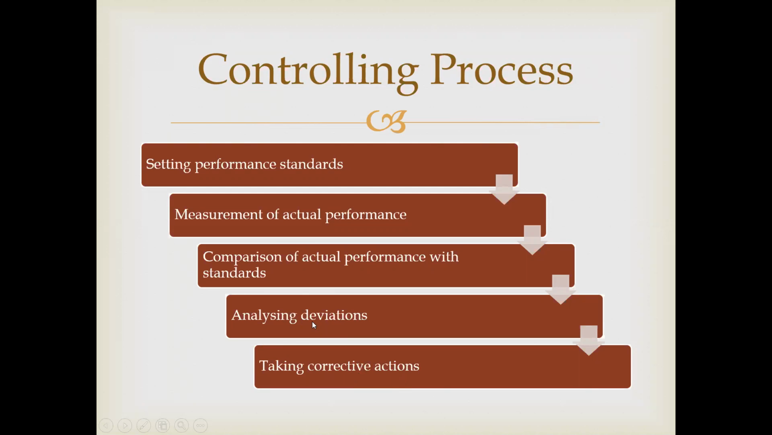If there are too many deviations, then definitely corrective action is required. So we'll take corrective actions and we'll improve in the next phase of planning or in the next financial year. Based upon the feedback of the controlling, we'll try to improvise in the next financial year or in the next phase of planning. So let us discuss this controlling process in detail.